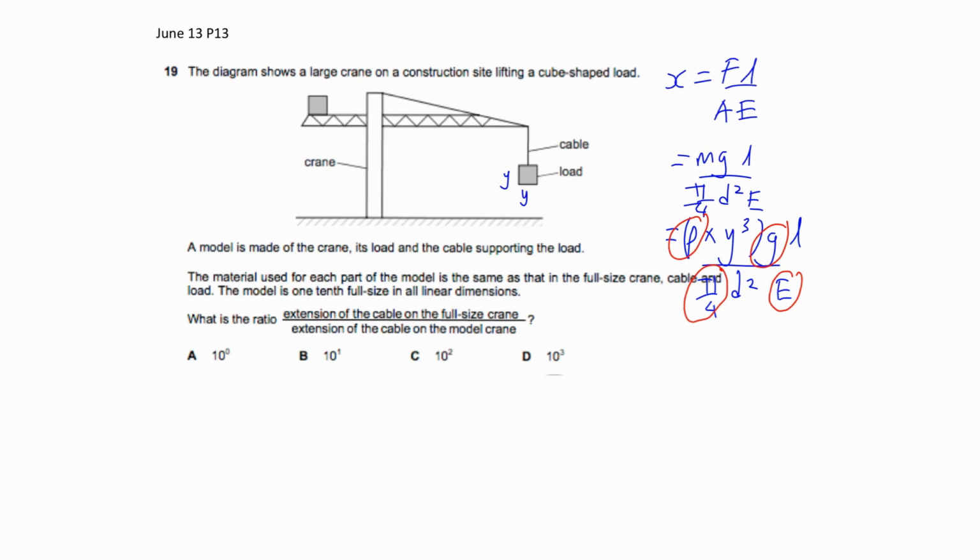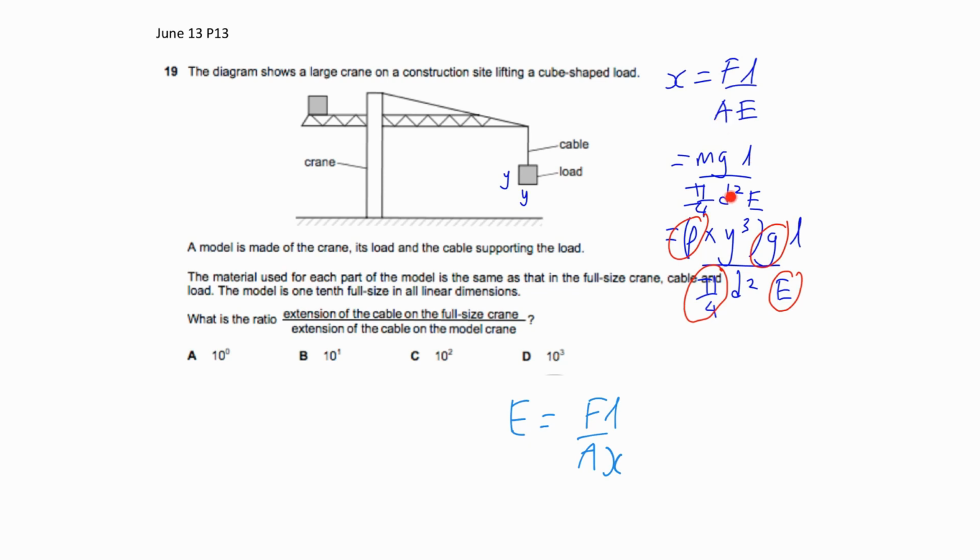The actual formula for Young modulus is E equals FL over Ax. But since we want to find extension, I'm going to make x the subject, so I get this equation. Then I change the force, which is the load on the cable, to the weight of the load, mg, where the m I change to density times volume of the cube, which is y cubed, because I want linear dimensions. L is already a linear dimension, so I don't need to change it.